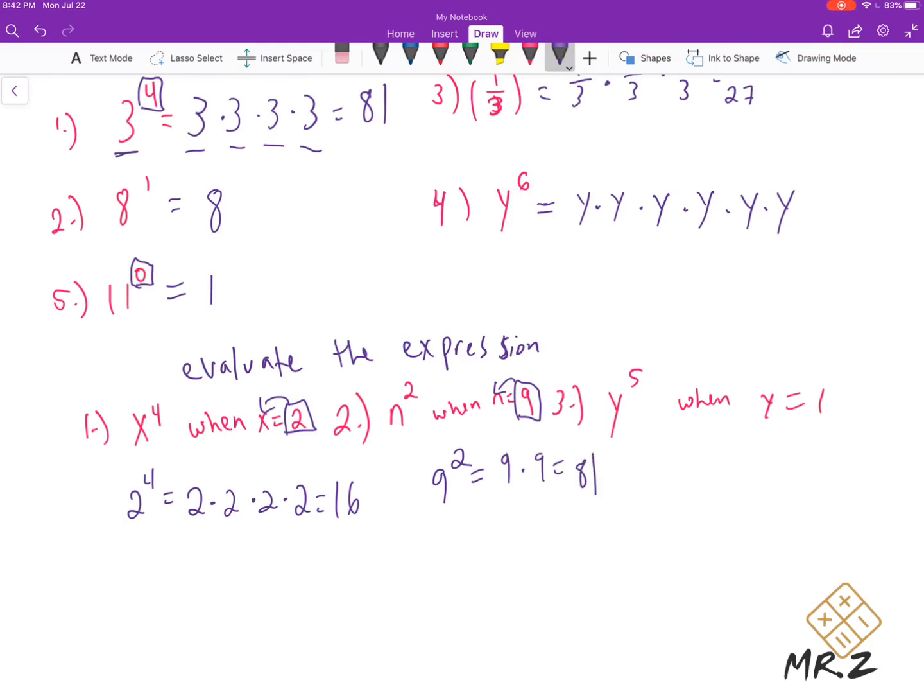Y to the 5th power. All that means is y times y times y times y times y. But here, y is 1. So if I just replace y with 1, instead of y to the 5th, it's 1 to the 5th power. And that just means 1 times 1 times 1 times 1 times 1, which you should know is 1. Remember, 1 to any power is 1, right? Even 1 to the power of 0 is 1. Woo! Great.